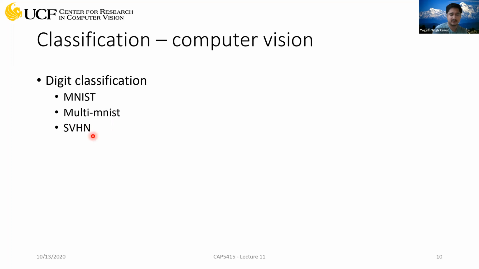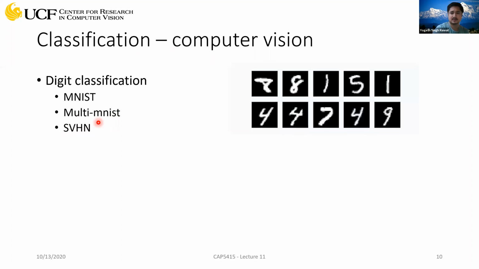And we have SVHN. This is I think Street View House Numbers. These images are from the house numbers on the house plate. So these are colored images. Again, there will be digits present, but this is a more realistic scenario. And these are some sample images from this MNIST dataset. These are just grayscale images.